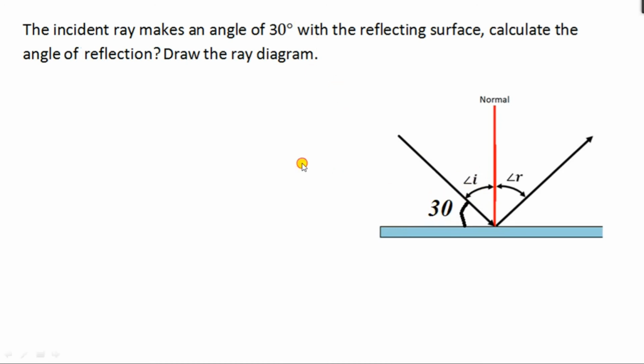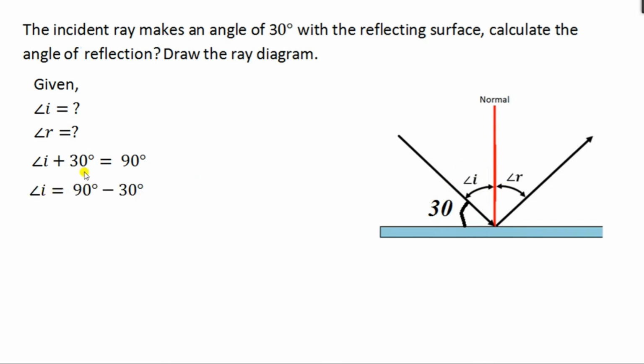Angle I is not given, angle R is not given, and we know the normal makes 90 degree with the reflecting surface. That means 30 degree plus I is 90 degree. So I can find I now. I is equal to 90 minus this 30 will go this side and become minus 30. So angle I is 60 degree.